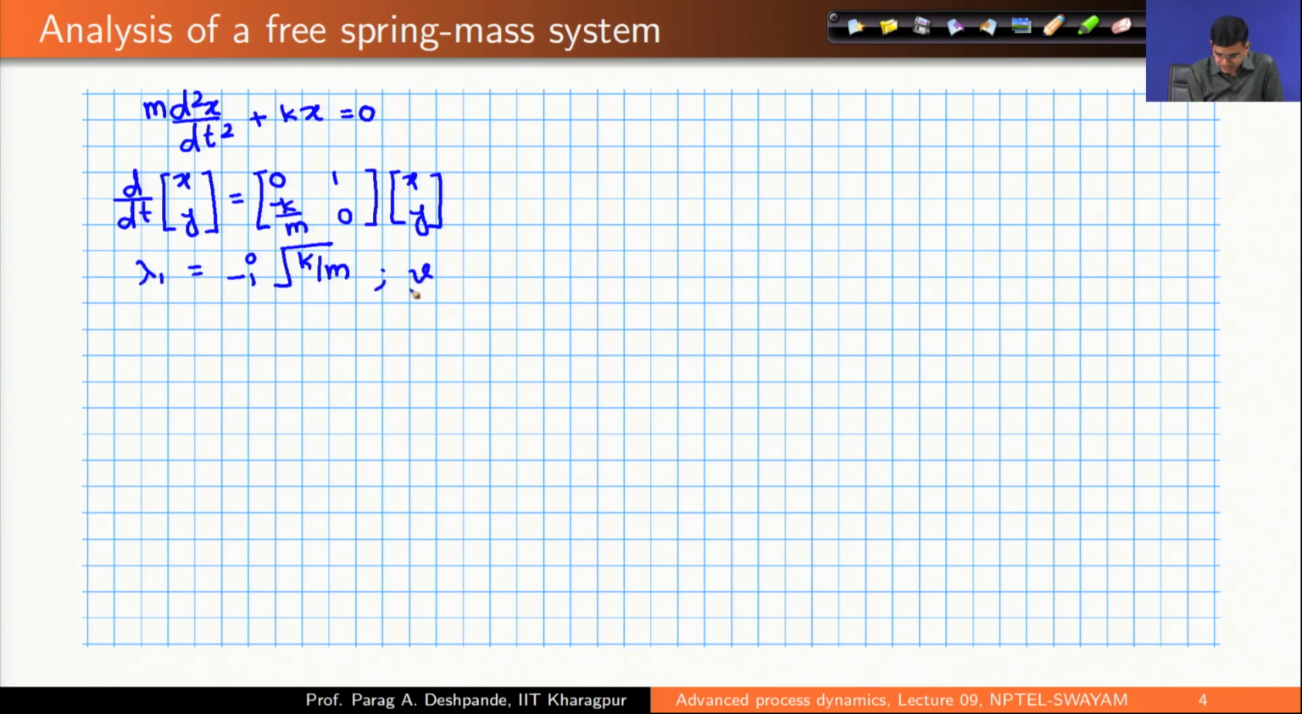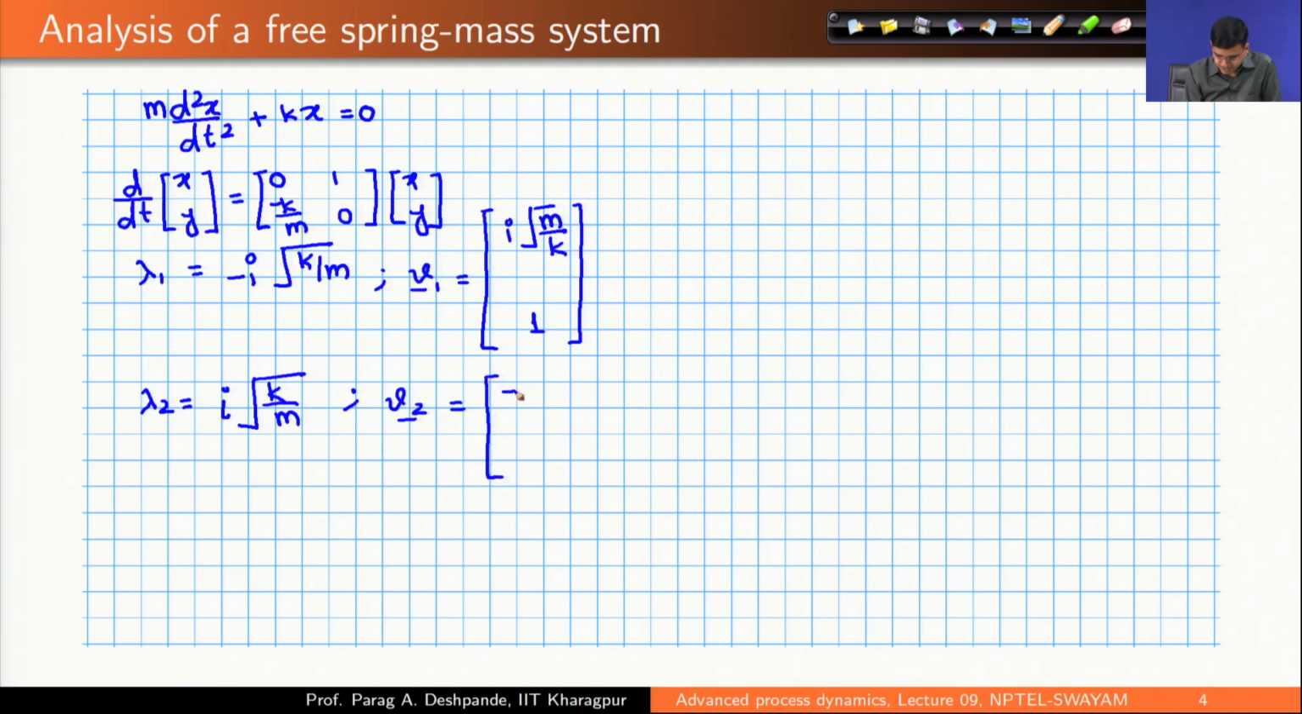and the corresponding eigenvector is (i root over m by k, 1), and my second eigenvalue is obviously i root over k by m, and the corresponding eigenvector is (minus i root over m by k, 1). I leave this as an exercise for you to make sure that this is what you also get by solving it by hand or by any other method.